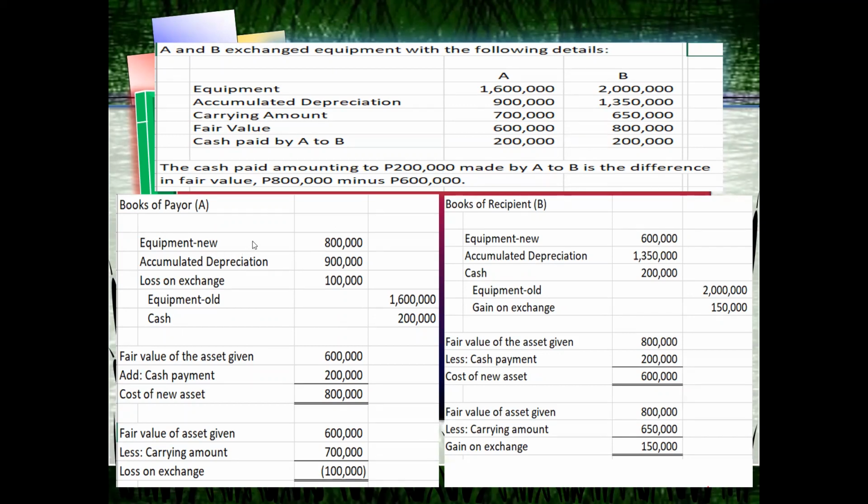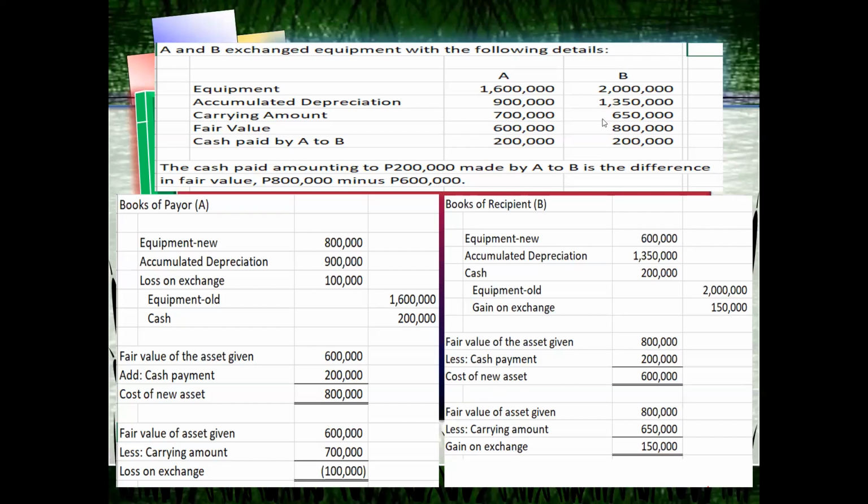So again, kung MCQ problem ito, kung tatanungin kung magkano ang cost ng equipment na bago, then that would be 800,000. Now, in the books of the recipient, kay B naman, ganun din. The first thing that you have to do is to establish muna kung magkano ba ang cost ng bagong asset na na-acquire ni B or ni recipient. So, to do that, you just have to deduct the cash payment received by B or the recipient from the fair value of the asset na give up niya.